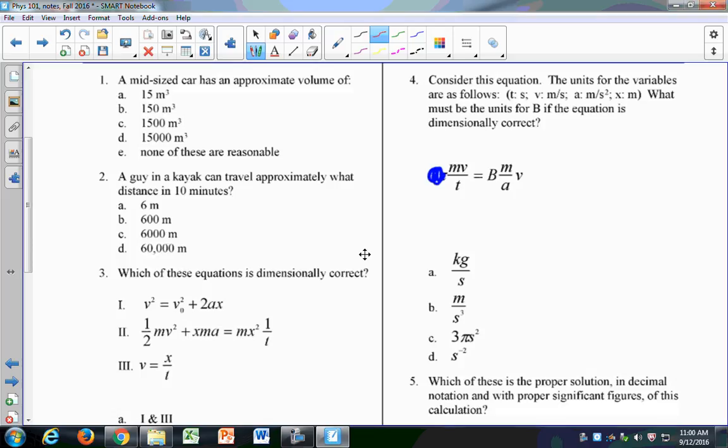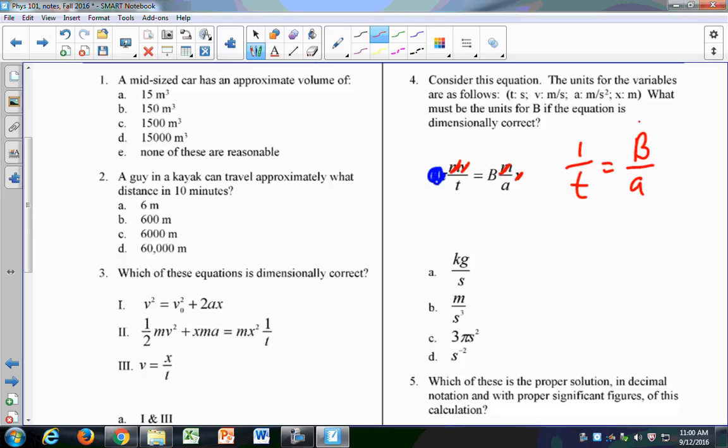I can cancel some things, is what I'm saying. I have these on both sides. What else do I have on both sides? The M's and the V's, so I can get rid of those. So what I have on the left-hand side is 1 over T, and on the other side is B over A.